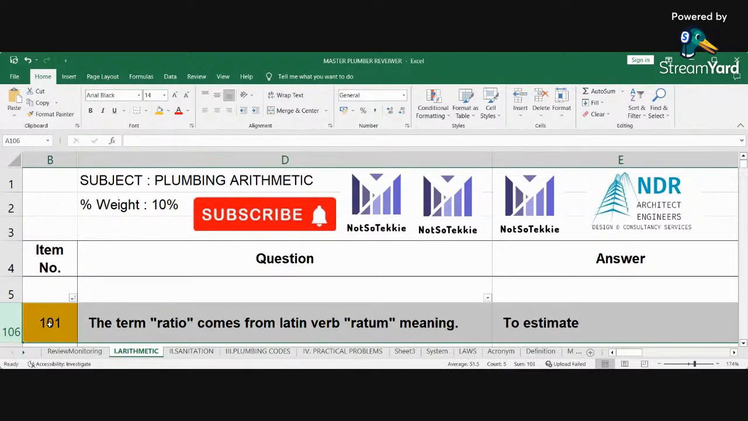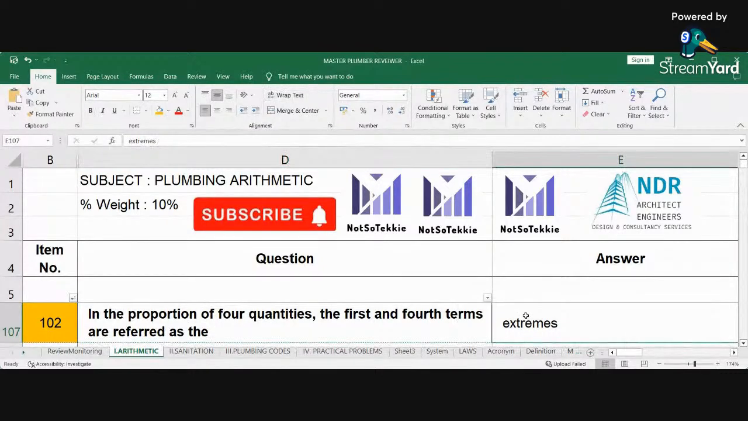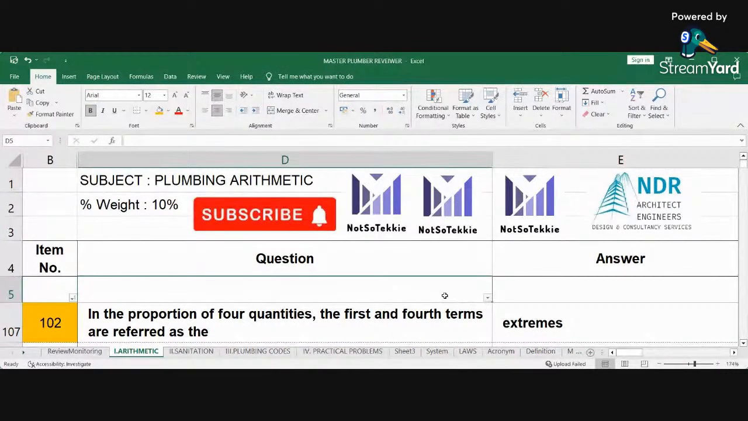If the proportion of four quantities, the first and the fourth terms are referred to as the extremes, the answer is extremes.